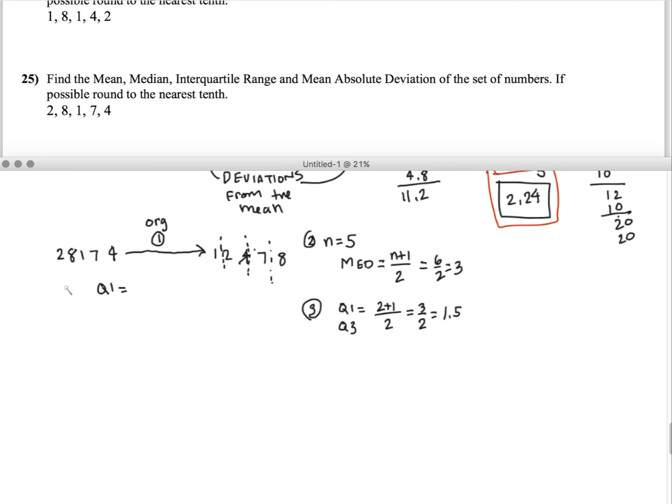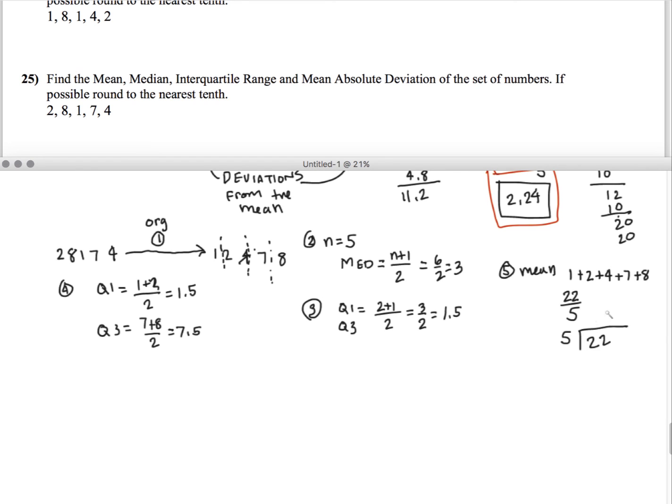Okay, so quartile 1 is 1 plus 2 over 2. So that's 3 halves. 1.5. Quartile 3 is 7 plus 8 over 2. That's 15 over 2. 7.5. Okay, so we have our 3 quartiles. And our mean is 1 plus 2 plus 4 plus 7 plus 8. It's going to be 22 over 5. 5 into 22. That's 4, 20, 20 again, 4.4. Okay, so our mean is 4.4.